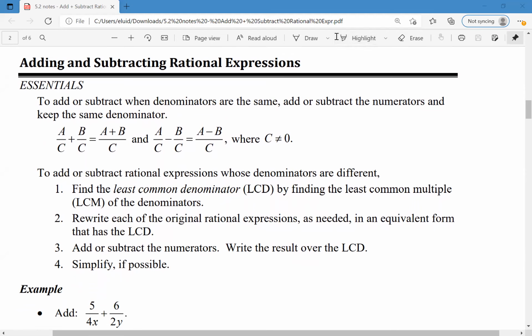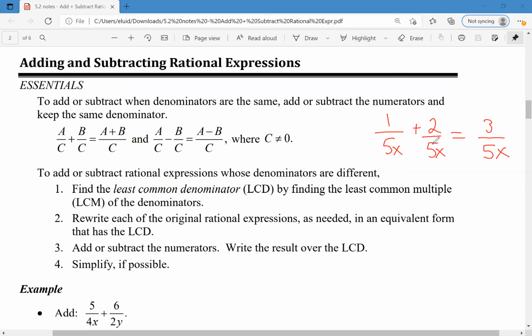So up at the top here, or I guess in the middle of your page, but the top of my screen where it says adding and subtracting rational expressions, to add or subtract when denominators are the same, add or subtract the numerators, and keep the same denominator. So a over c plus b over c is equal to a plus b over c. Or 1 over 5 plus 2 over 5 equals 1 plus 2 over 5, which is 3 over 5. Add the numerators, keep the common denominator. And I could put an x next to the 5, and it's still true. 1 over 5x plus 2 over 5x is 3 over 5x. And then we'll complicate it from there. We'll get there. But that's kind of where we start.